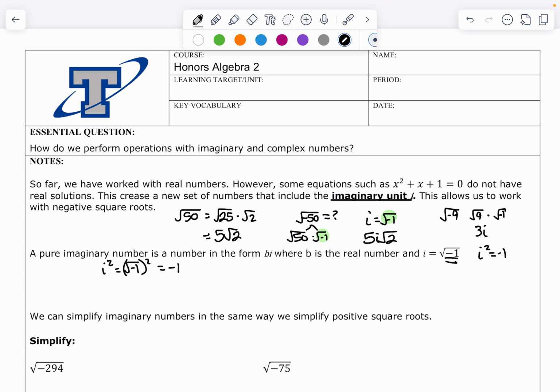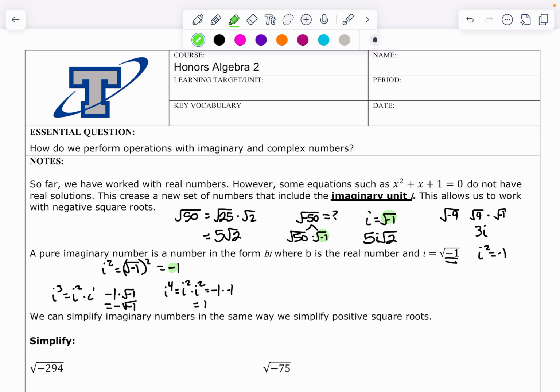So if we had i cubed, that would be i squared times i. i squared is negative 1, so that'd be negative 1 times the square root of negative 1. So that just becomes negative square root of negative 1. So i to the third is negative square root of negative 1. i to the fourth would be i squared times i squared, which is negative 1 times negative 1. So that just becomes positive 1.